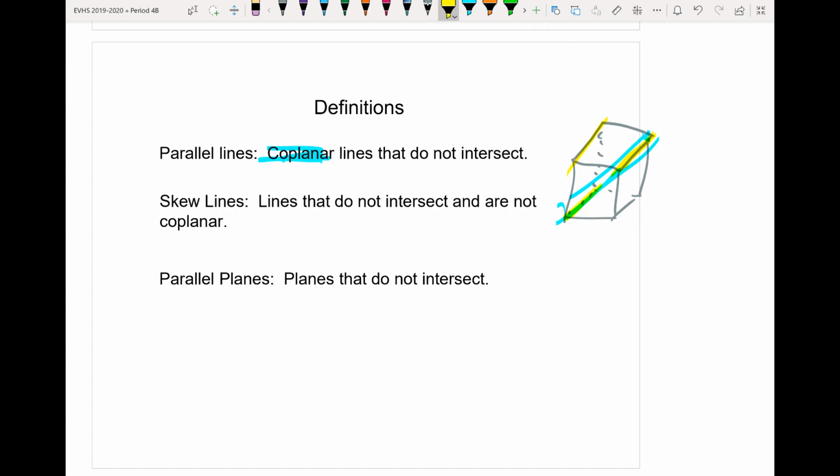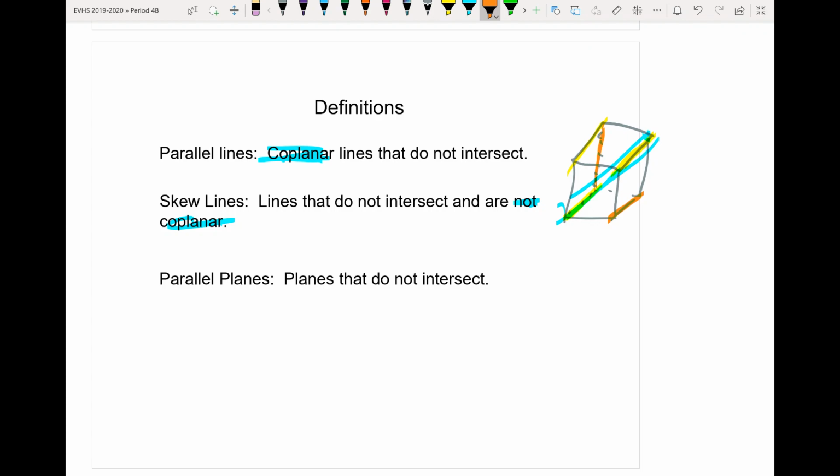Okay, now, it's an important distinction, though, because skew lines are lines that do not intersect and are not coplanar. So if we look at our, let me use an orange now, look at our cube here. This one and that one don't intersect, and they're not on the same plane, therefore they are skew, okay?